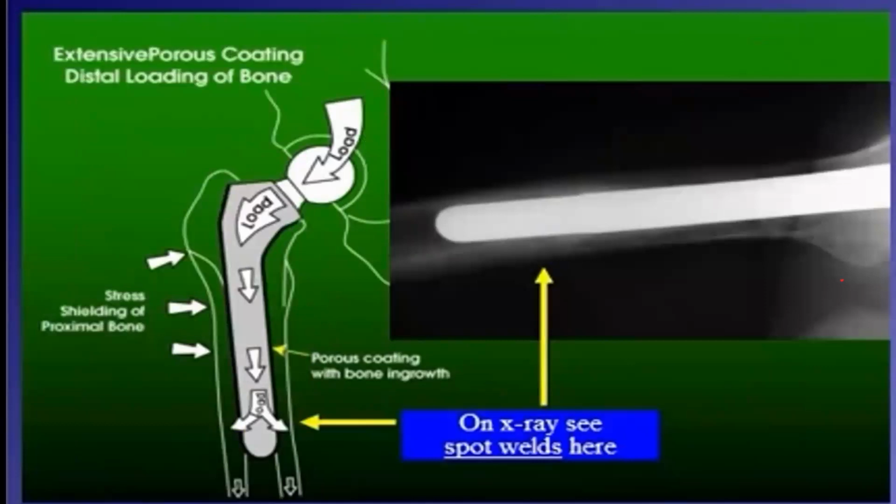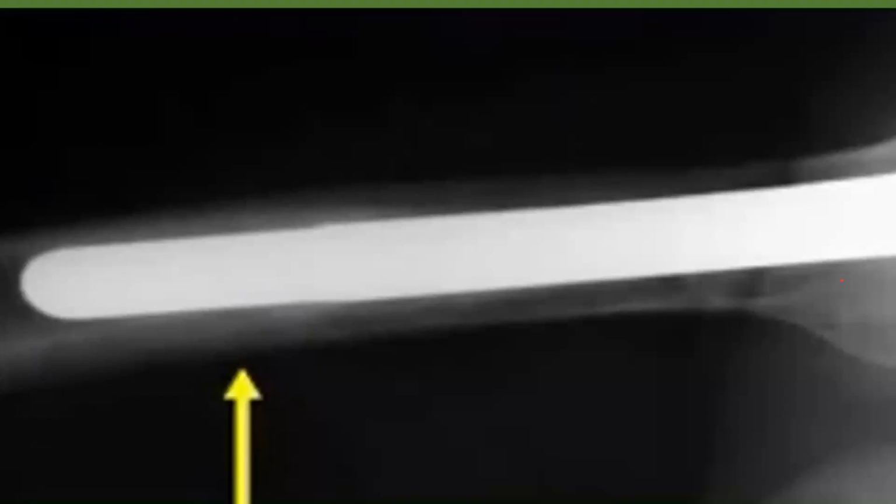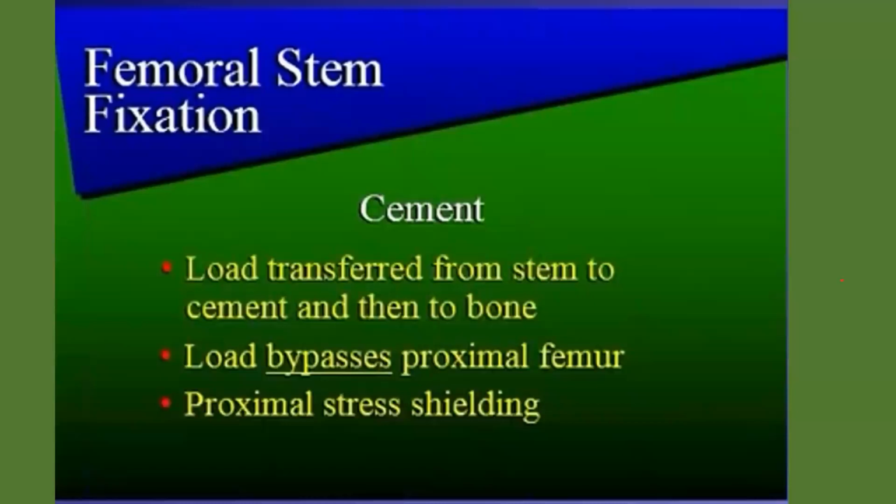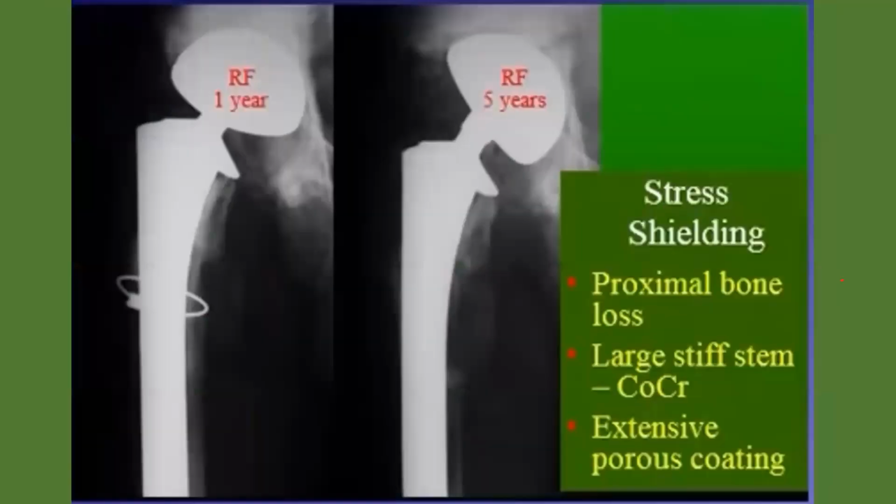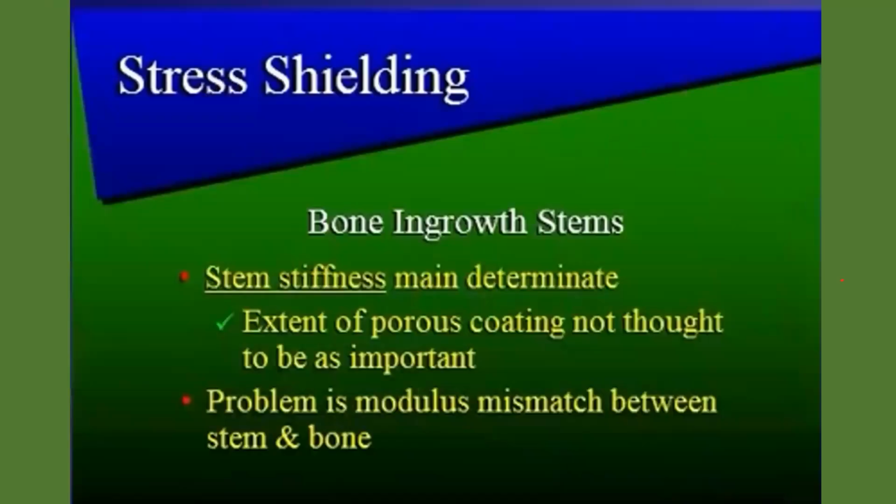This is a spot weld, and this would create stress risers, especially in these cone-shaped stems, which are not pointed. This is a spot weld. Okay. I want to go more quickly because I'm quite late. In porous coating, when you use extensive porous coating, then due to stress shielding, you will get loss of bone proximally. You have to keep this in mind.